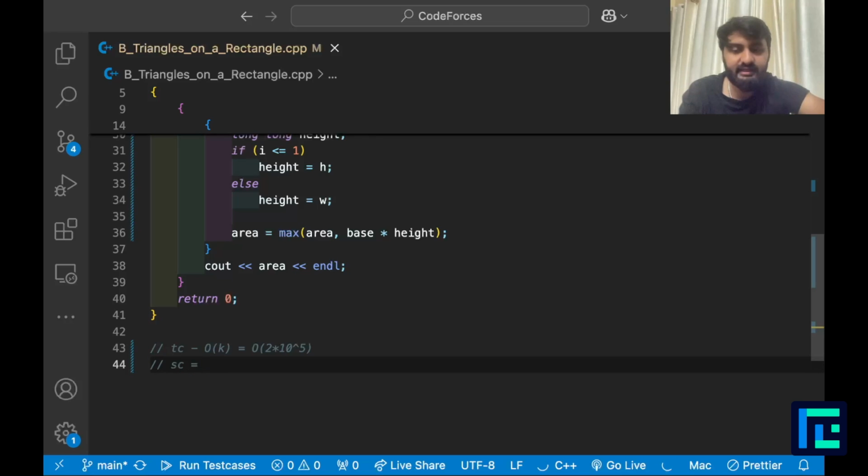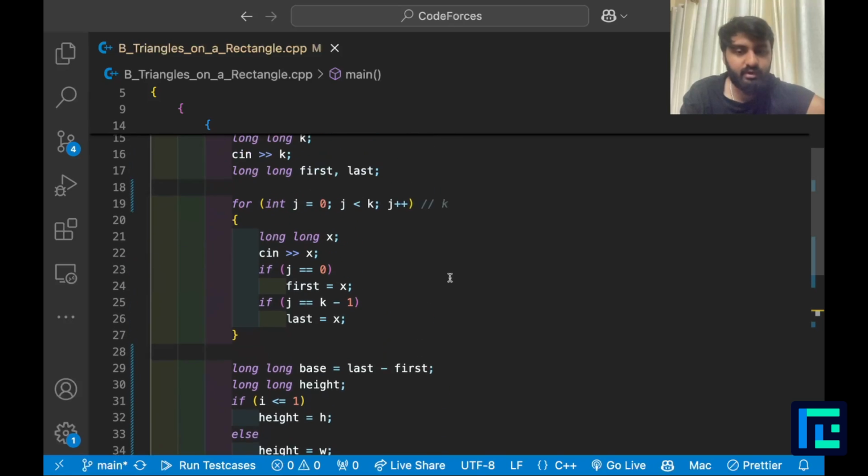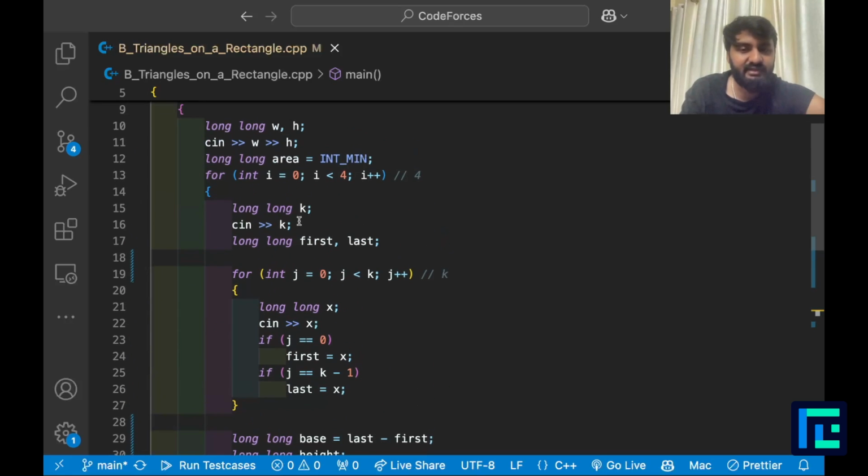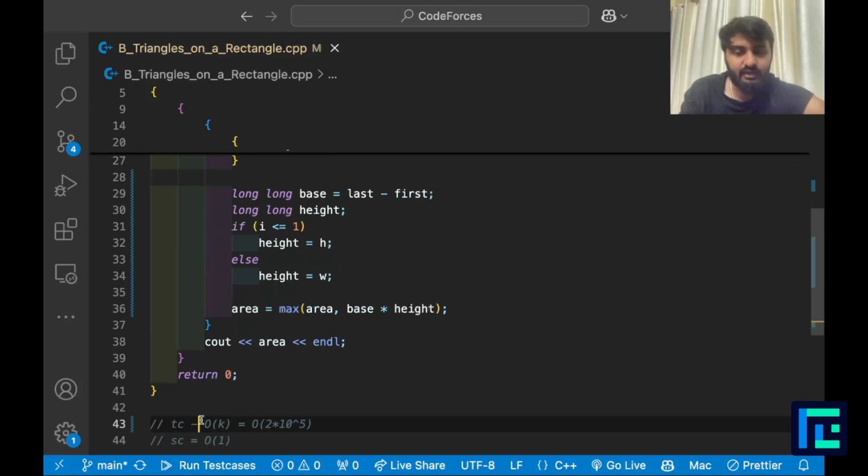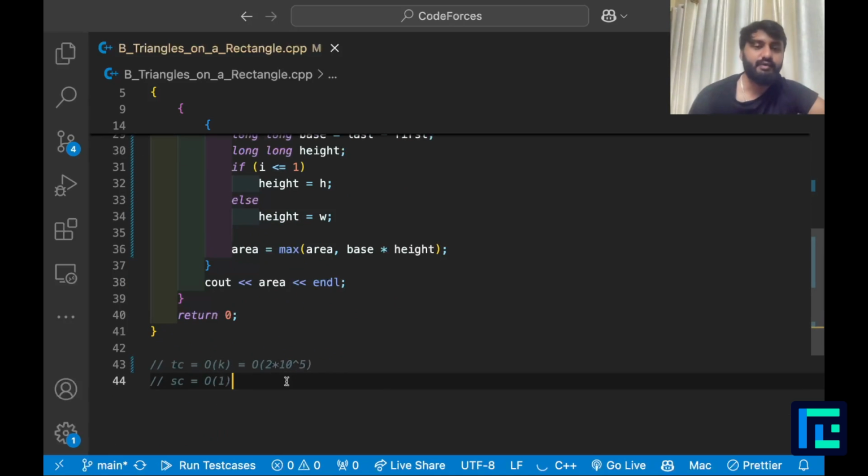And space complexity is pretty much constant. Why constant? Because I'm not using any extra space to store my points. I just have the variables that are quickly doing this for me. So I know space is constant. So this clears the problem.